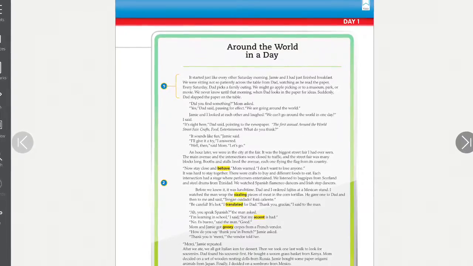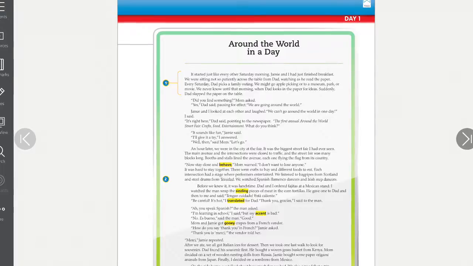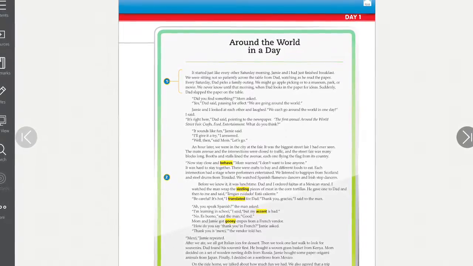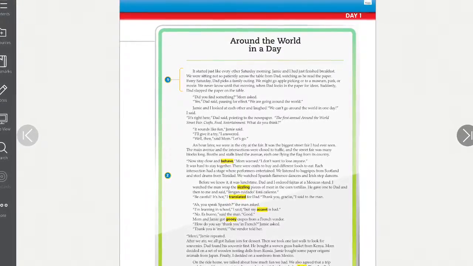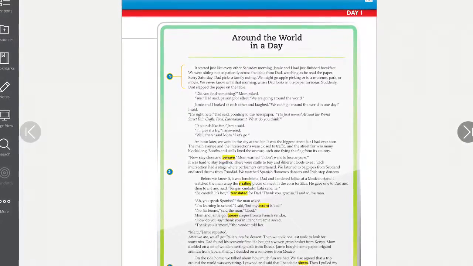There were crafts to buy and different foods to eat. Each intersection had a stage where performers entertained. We listened to bagpipes from Scotland and steel drums from Trinidad. We watched Spanish flamenco dancers and Irish step dancers.